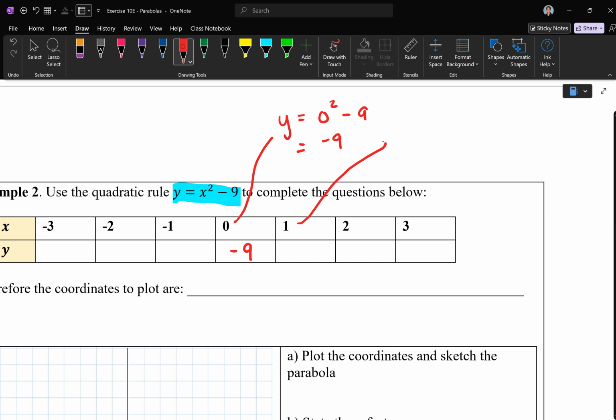Let's do 1. If x was 1, then according to the rule it was 1 squared minus 9. So I'm going to write that down. 1 squared minus 9. What is 1 squared minus 9? Can I please have, let's go Vaughan. What's 1 squared minus 9? 1 squared is 1, but then what's 1 minus 9?